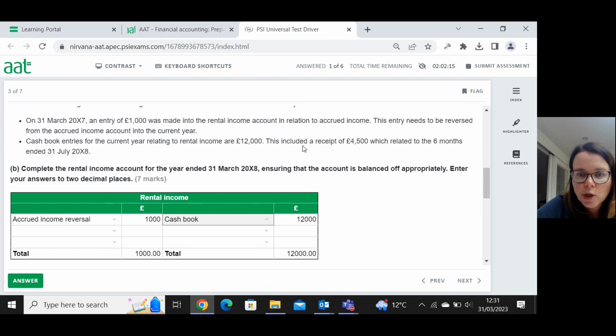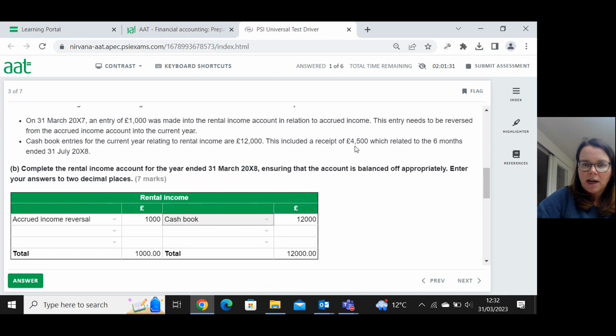And then it says this included a receipt. So immediately I see the word included. I'm thinking prepayment. So this included a receipt of 4,500, which related to the 6 months ended 31st of July. Right, so my year end is March. The 6 months ended July will be February, March, April, May, June, July. So that means that April, May, June and July, so 4 out of the 6 months, has been prepaid.